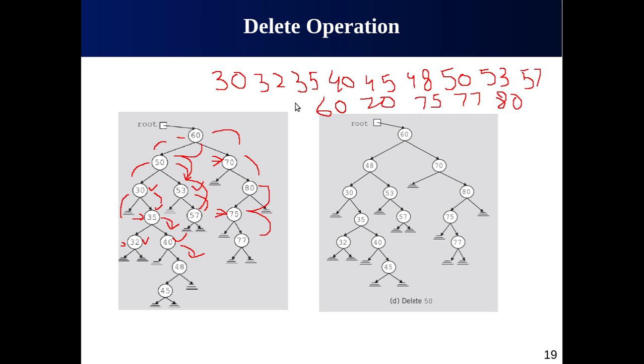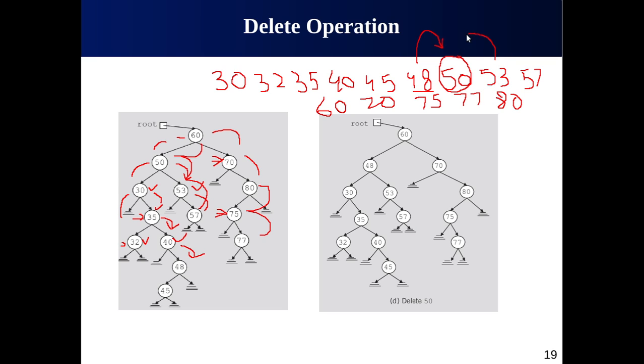Now see which node we want to delete. That is 58. So if you want to delete 58, you have two options. Option number 1, 48 can take the location of the parent.